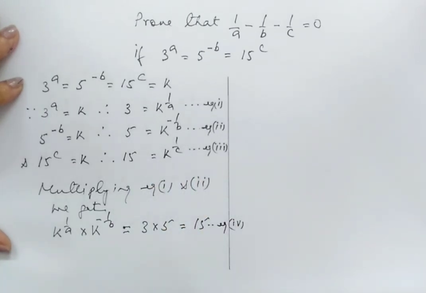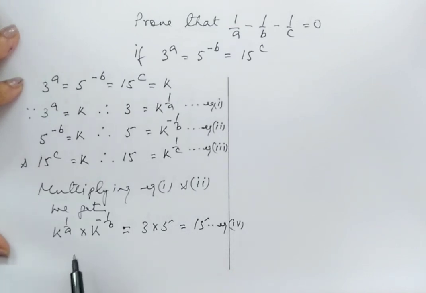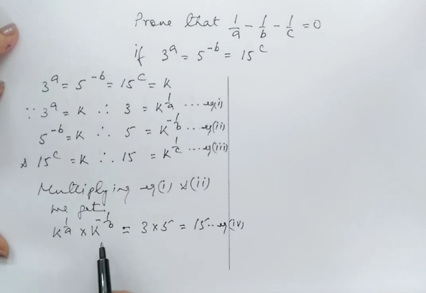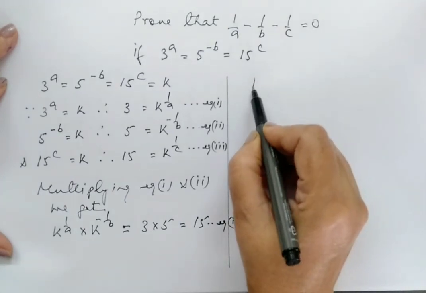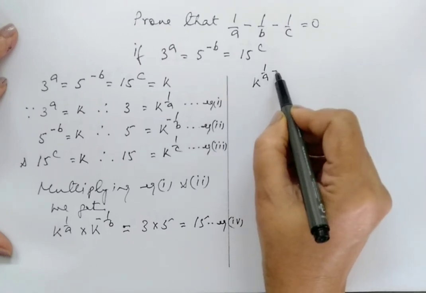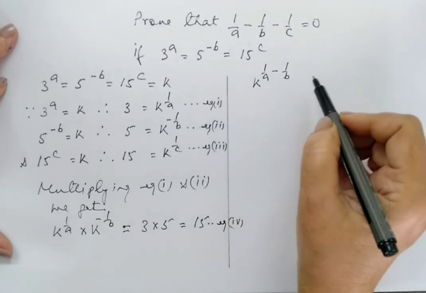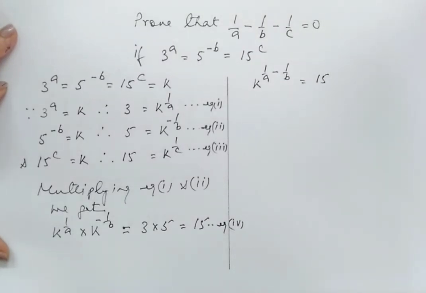So this can be called equation 4, correct? Let me bring this down the way it is. Whenever the bases are the same and the powers are different, as per the exponential rule, we add up the powers, isn't it? So if we were to add up, we get k to the power 1 by a minus 1 by b equals 15, isn't it?